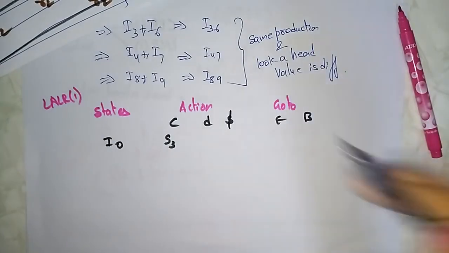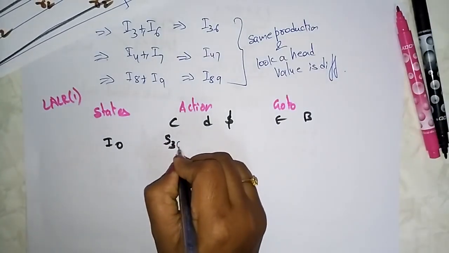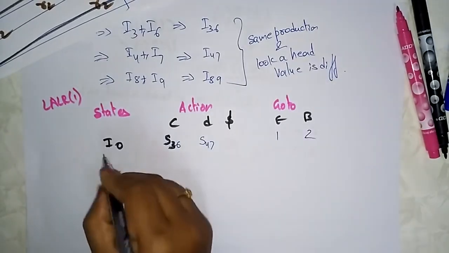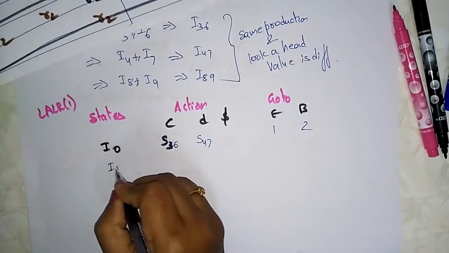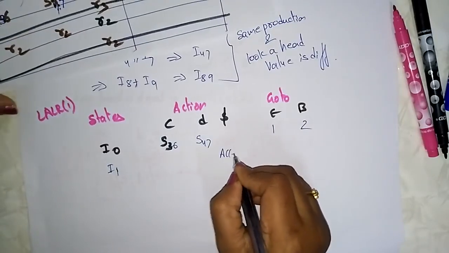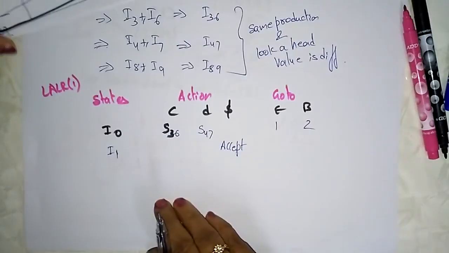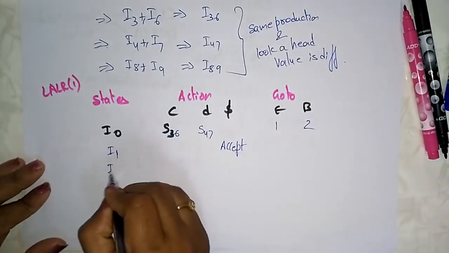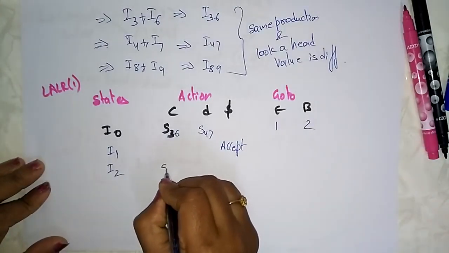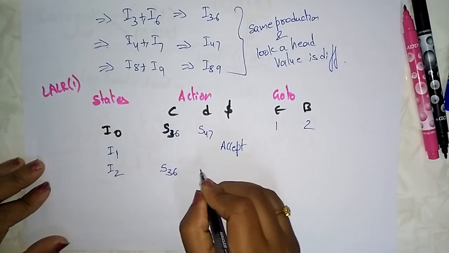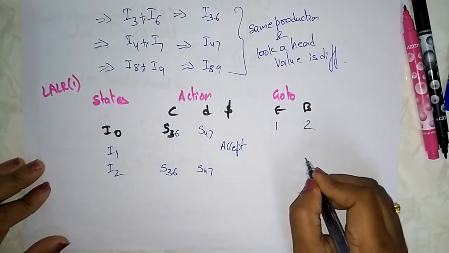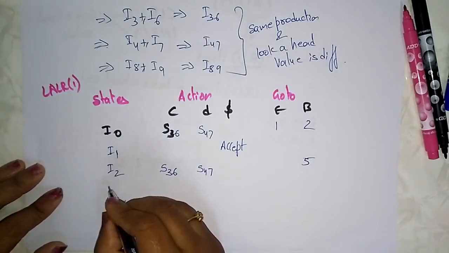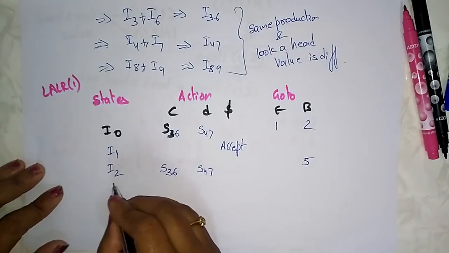Let me take the pen. S36, S47, 1, 2. Next I1. I1 under dollar is accept. Okay, accept. Next, I2 is having S36, S47, and here under B, 5. Next there is I36. First write I36.